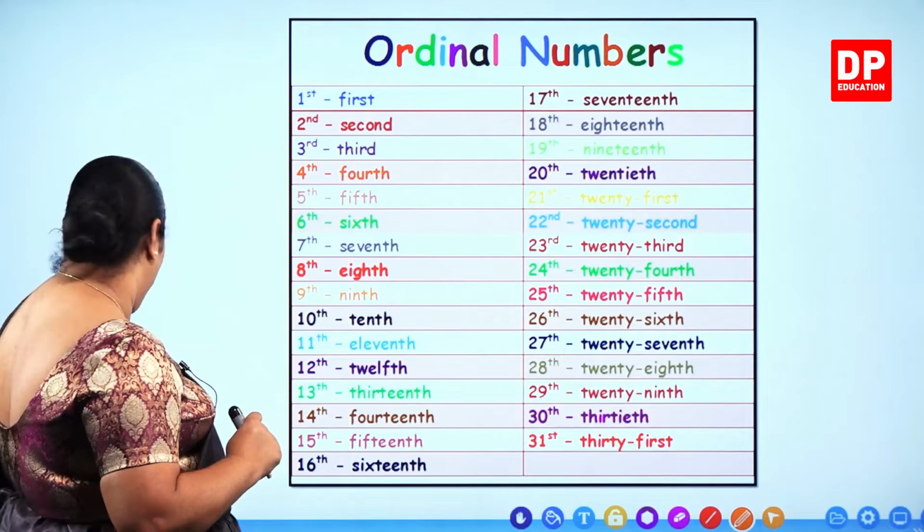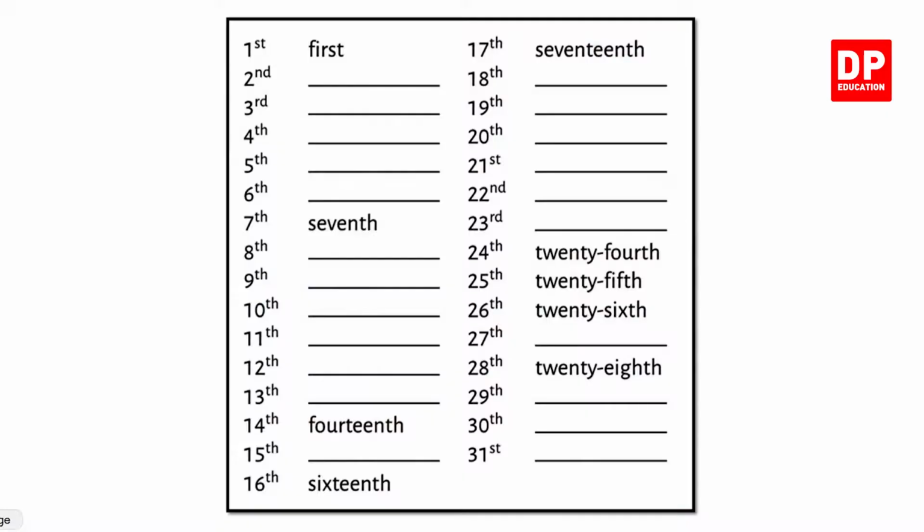Now I know you can count up to number 31. Right, so now we are going to write them. You have to look at this and you have to write.